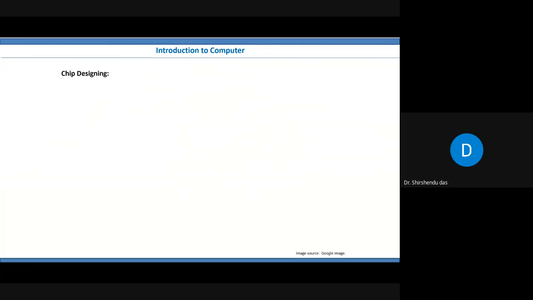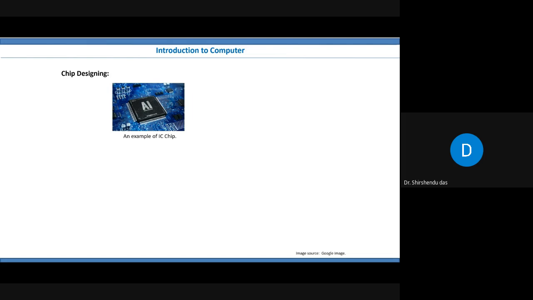Now the next question is how a computer is designed. How a computer looks like, that is fine. How a computer works, that is fine. But how is a computer designed? Computers are designed with chips. If you open a computer, a laptop or a mobile, there will be some chip, right? This is an example of a chip. But the next question is how we design a chip.